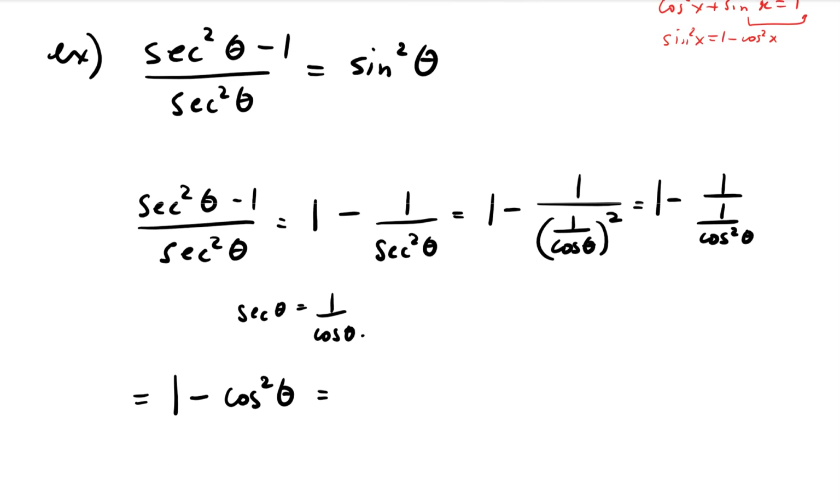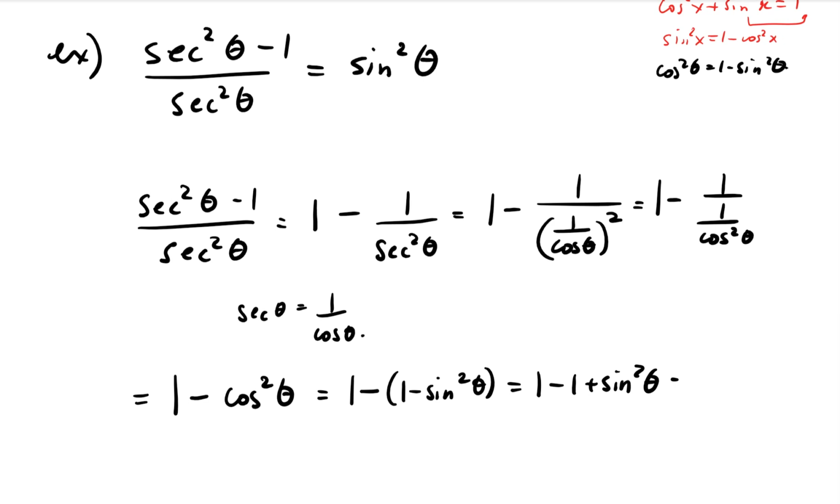And then again, I know that cos squared is, just like here, right? Cos squared is 1 minus sine squared. That's a basic Pythagorean identity. So this is 1 minus sine squared. So this is 1 minus 1 plus sine squared. And that's eventually just sine squared. Here we go.